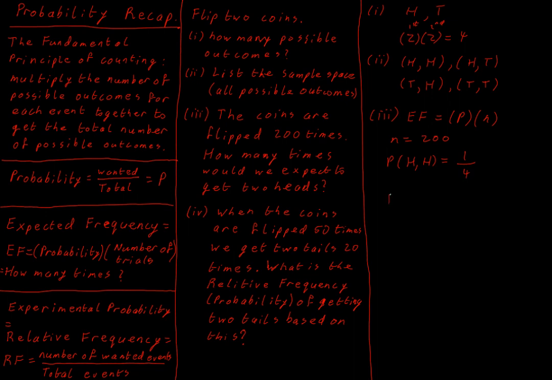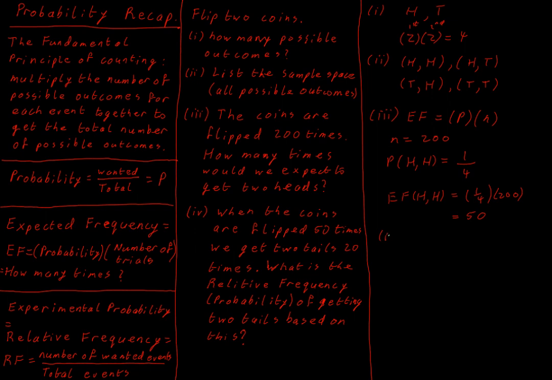So now my expected frequency of getting a head and a head would be a quarter, that's my probability, multiplied by 200, the number of times I ran my experiment, and that is going to be 50. So what does that mean? Because there's a probability of a quarter of getting 2 heads, a quarter of the time I'm going to expect to get 2 heads when I flip my coins. So a quarter of the time I ran the experiment 200 times, and a quarter of the time I expect to get 2 heads. So I think if I run the experiment 200 times, I'm going to get 50 times where I get 2 heads. That's what our expected frequency means.